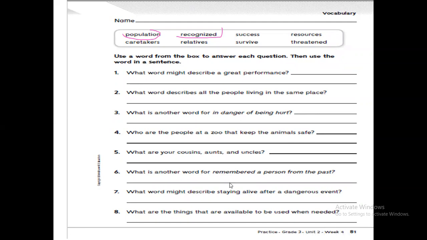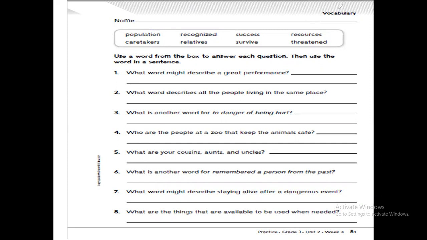Success means something ends well. Resources, things that can be used when we need them. Caretakers, the people who take care of people or animals. Relatives, people from the same family. Survive, to stay alive after an accident or an event. Threatened means to be in danger of being hurt.